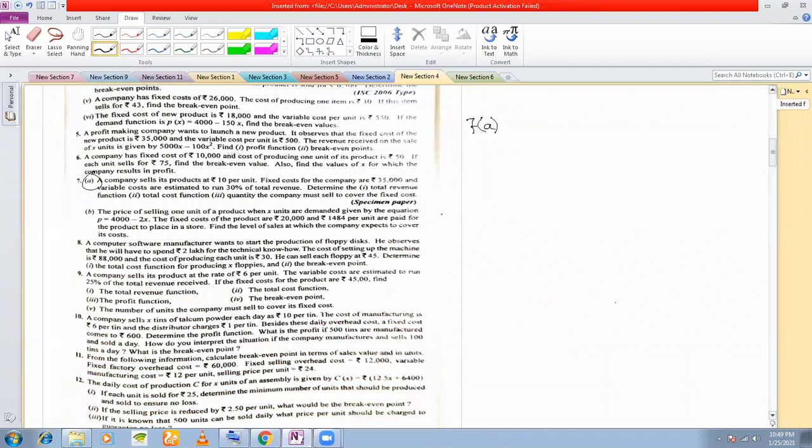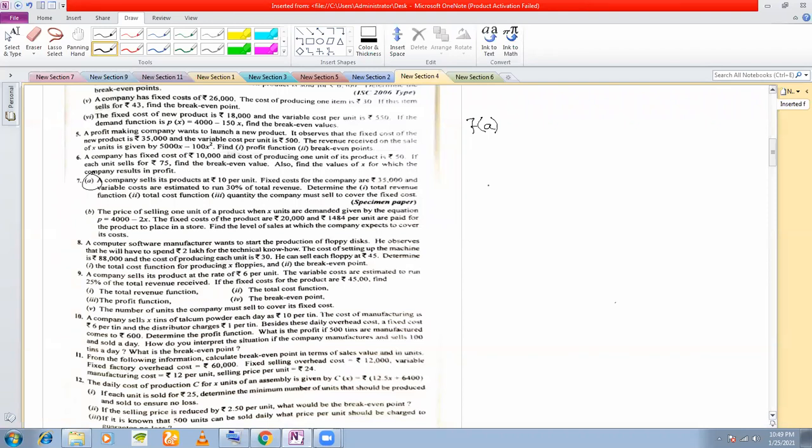The problem states a company sells its products at rupees 10 per unit. Fixed cost of the company is rupees 35,000 and the variable cost are estimated to run 30% of the total revenue. And then you have your questions. Determine total revenue, total cost function, quantity, must sell to recover fixed cost. What is the quantity that the company must sell to recover fixed cost? What is it called? Break-even point.